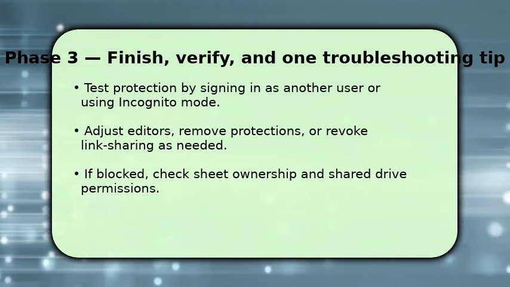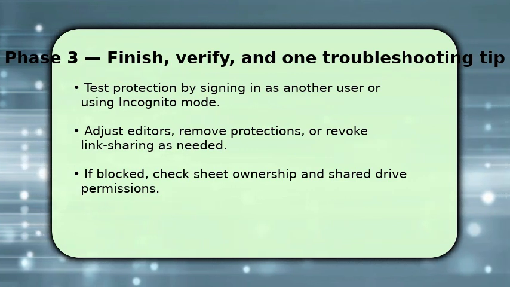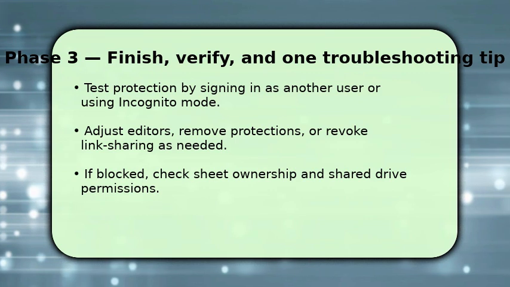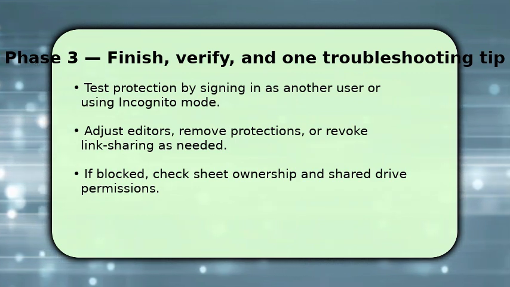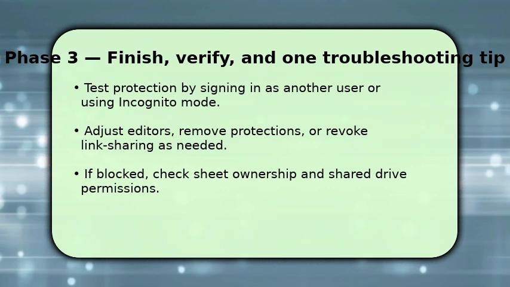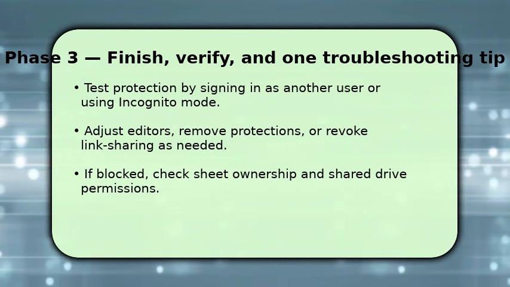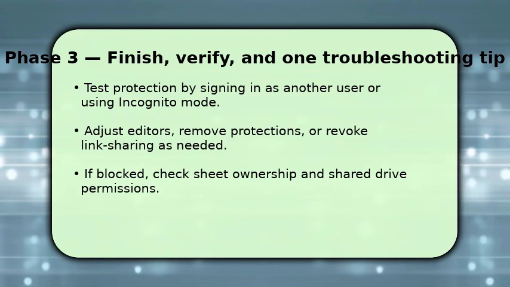Make sure the file isn't owned by a shared drive with stricter rules. Change ownership if necessary. Finally, document the protection choices for collaborators so they know why cells are locked and how to request changes.